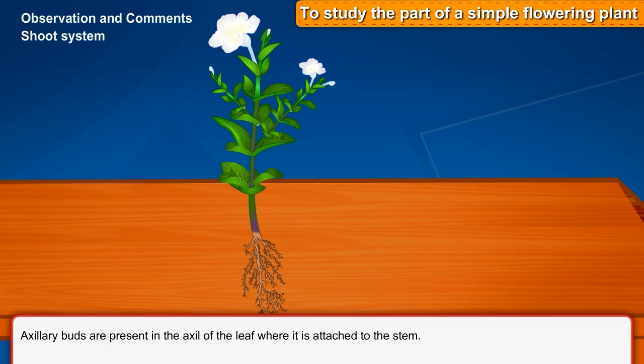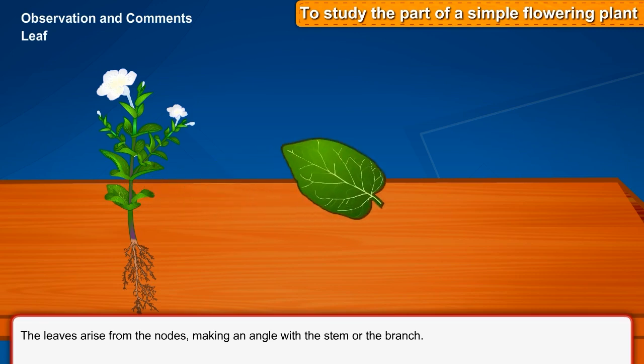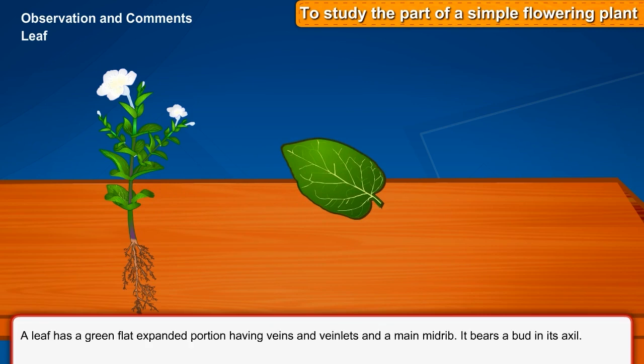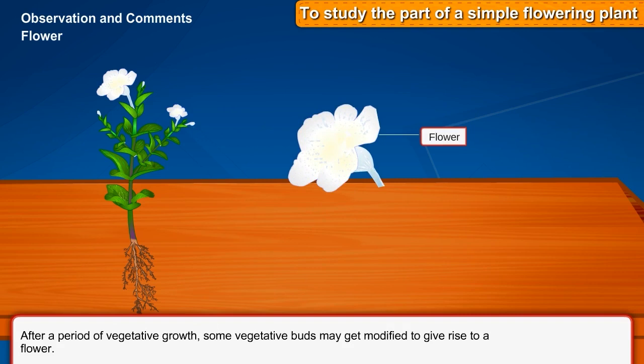Axillary buds are present in the axil of the leaf, where it is attached to the stem. Leaf: the leaves arise from the nodes, making an angle with the stem or the branch. A leaf has a green, flat, expanded portion having veins and veinlets and a main midrib. It bears a bud in its axil. Flower: a flower is a specialized reproductive shoot. After a period of vegetative growth, some vegetative buds may get modified to give rise to a flower.